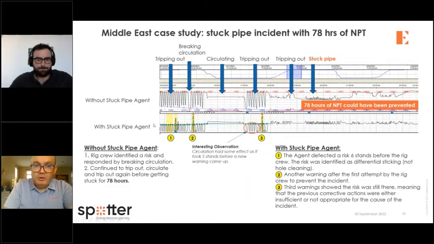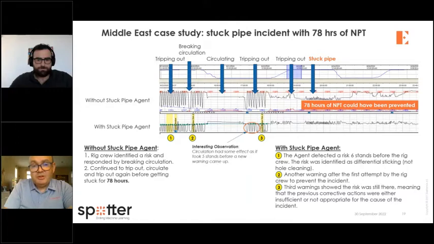Then we ran our stuff. We ran Spotter on it. So we got this warning here, which detected some problems and some risks. We got another one here. Then they were circulating, and it looks like it helped for about 5 stands, but then another warning came up, basically telling that whatever they did was either insufficient or was not appropriate.